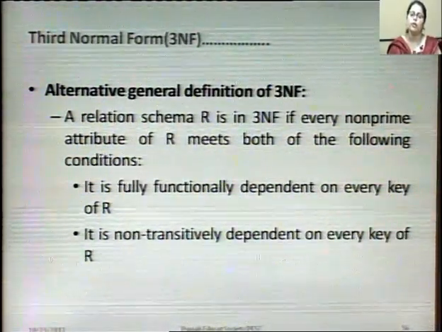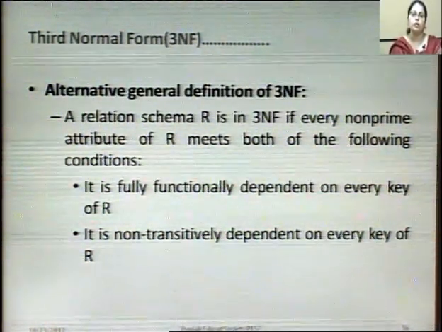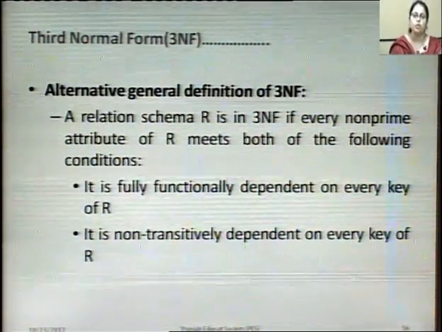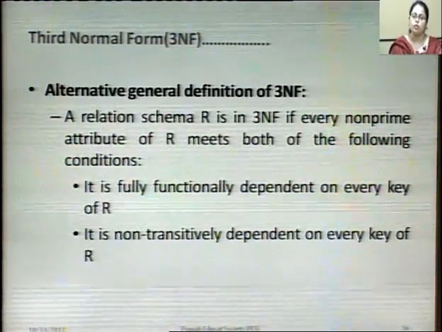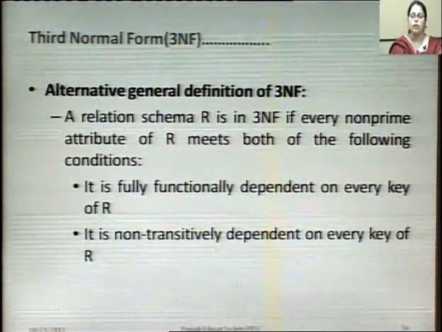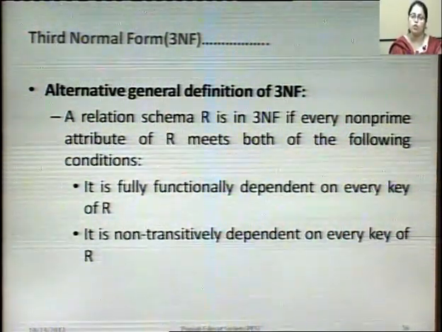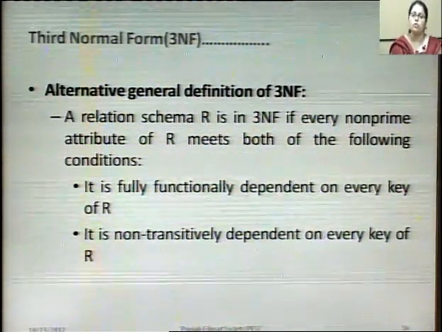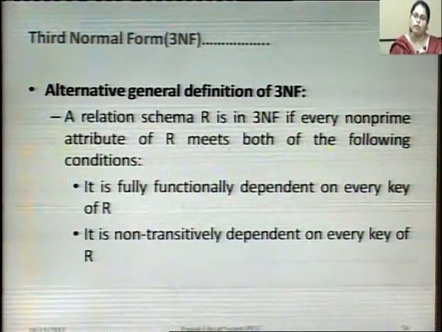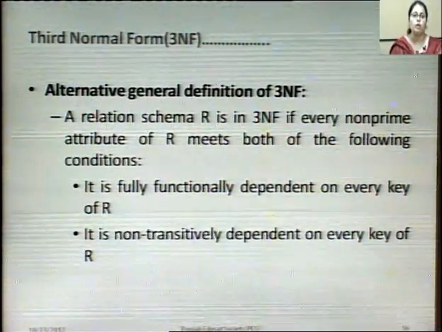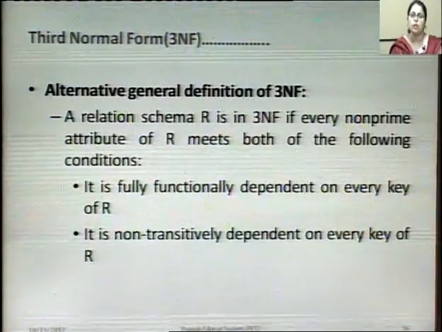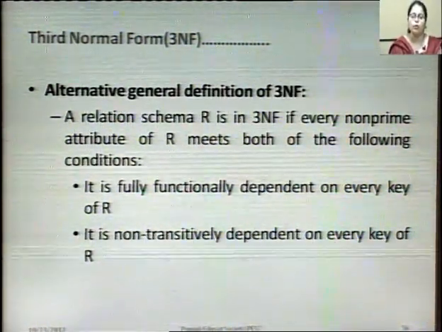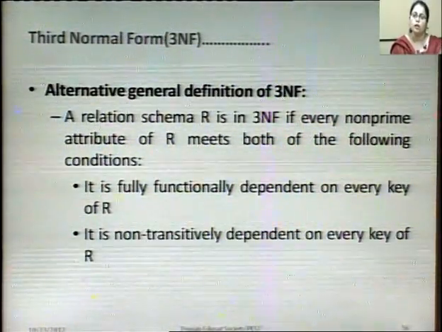So the main two conditions for a relation to be in third normal form are that every non-prime attribute should be fully functionally dependent on every key of R. That means they should be in second normal form, and every non-prime attribute is non-transitively dependent on every key of R. That means there should not be any transitive dependency in the relation. Only when these two conditions are satisfied will the relation be in third normal form.